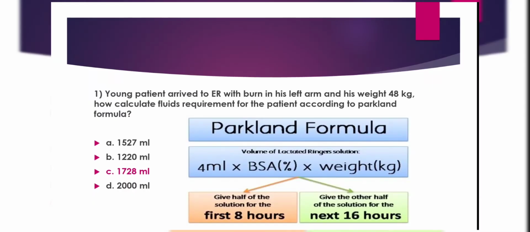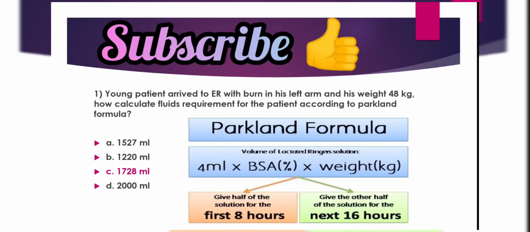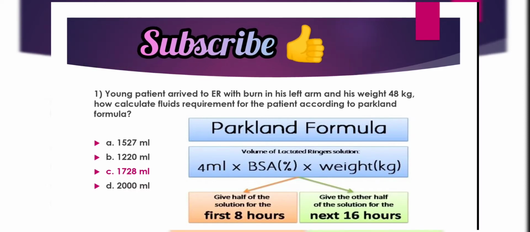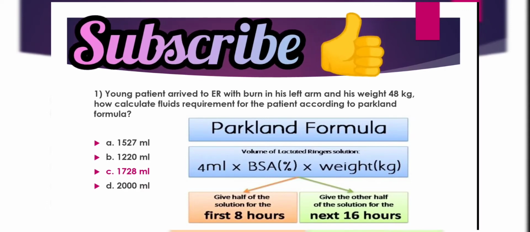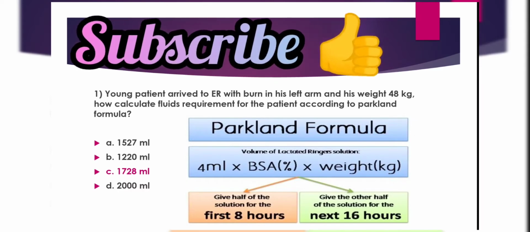A young patient arrived at the emergency department with burns in the left arm. The patient's weight is 48 kg. How will you calculate the fluid requirement for the patient according to the Parkland formula? This is the formula which I have given here. When you calculate according to his body weight, you will get 1728 ml. You can divide it first into 8 hours and 16 hours. 50% you can divide.